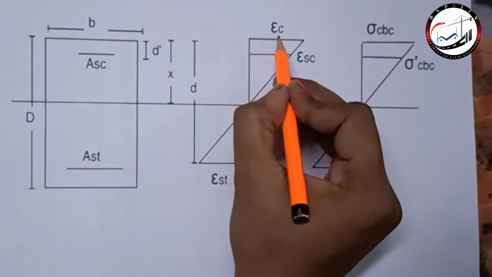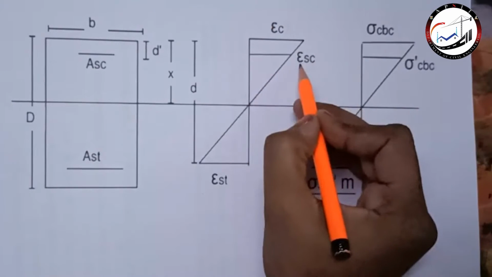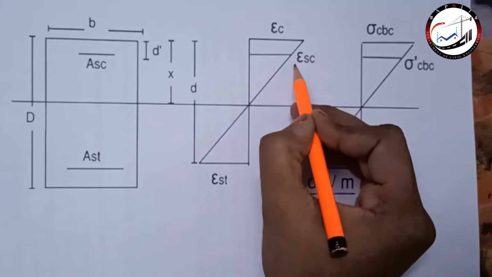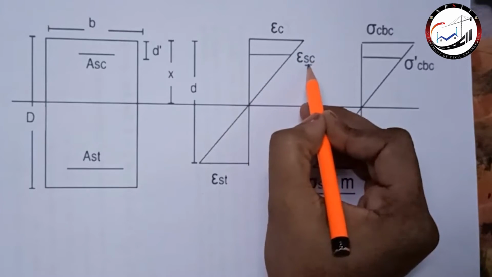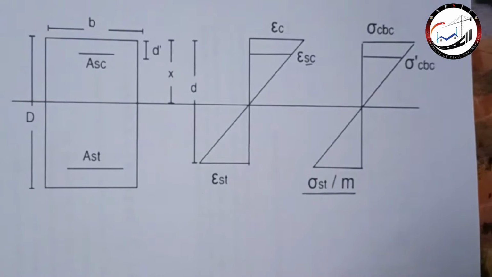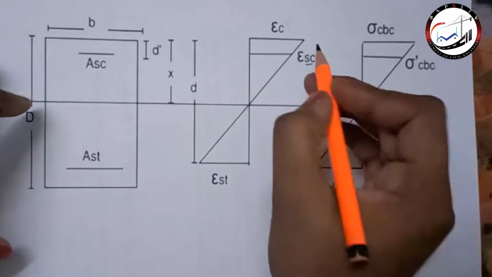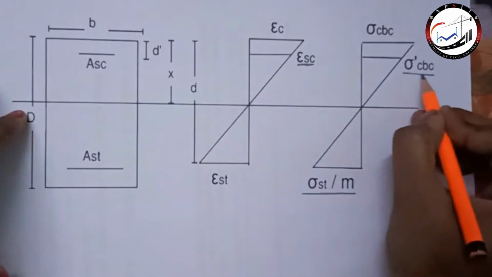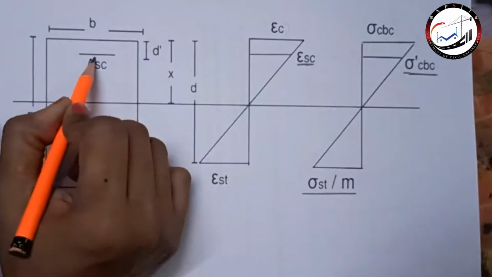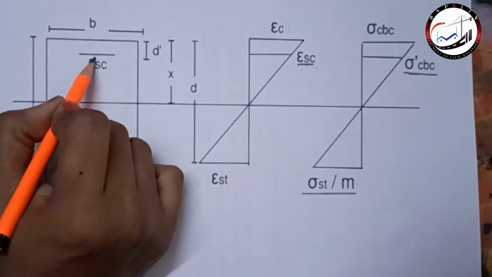Now, earlier we were having here epsilon C. Now you have here epsilon SC. That is, it is with respect to the concrete. So you have these two terms which have come into picture, this one and this one. This is because of the steel which is provided in the compression zone.